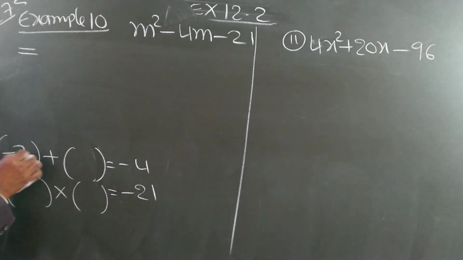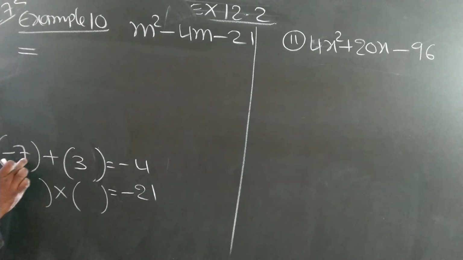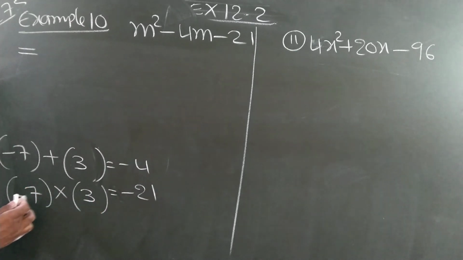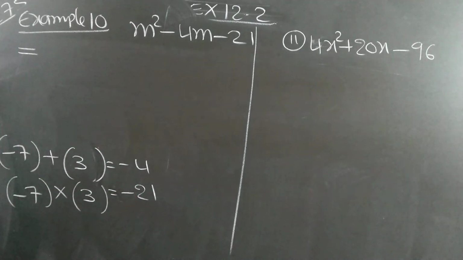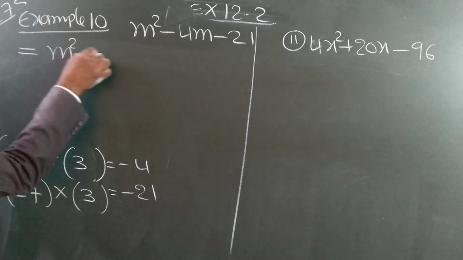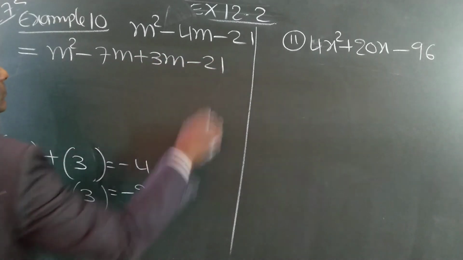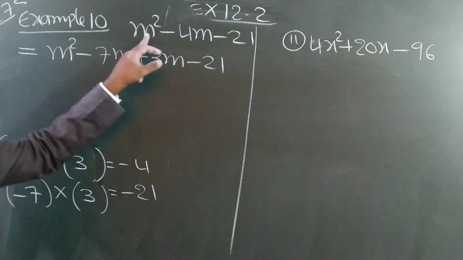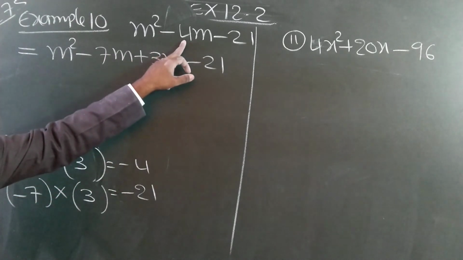See here, 7 and 3. -7 plus 3. Opposite sign means subtract. 7 minus 3 is 4. Which is the bigger number? 7 is the bigger number, so -7. You multiply -7 into 3, minus into plus, -7 into 3 is -21. So m square minus 7m plus 3m minus 21. Last term written same, first term written same. Only this we are splitting. -7 plus 3 is -4.